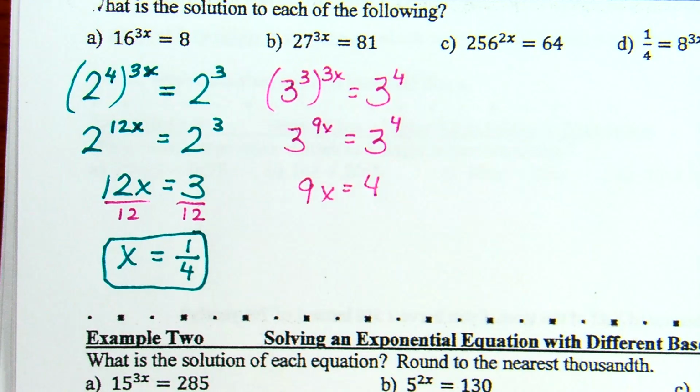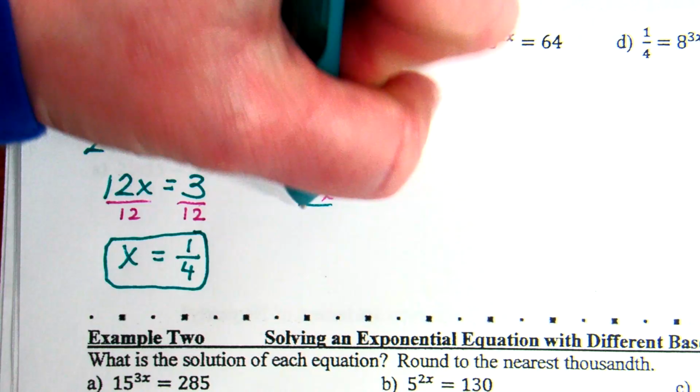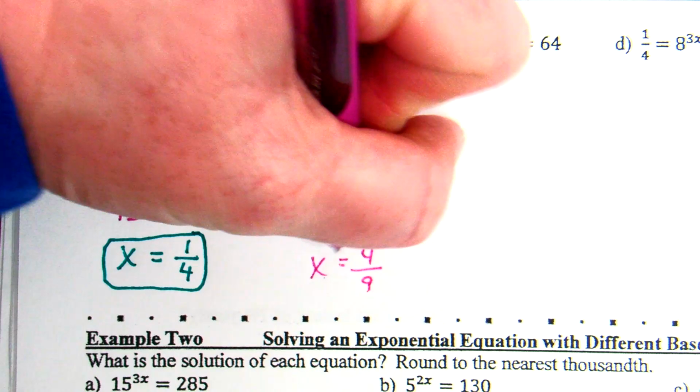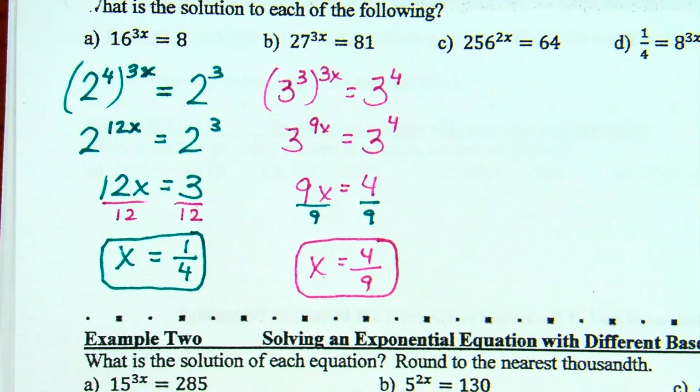If 9x equals 4, to solve, we're going to divide by 9, and x is 4 ninths. 4 ninths on the calculator is, did anyone do it? 0.4 repeating. Mm-hmm. When you have a number over 9, it's that number repeating. Okay, we got the hang of that?